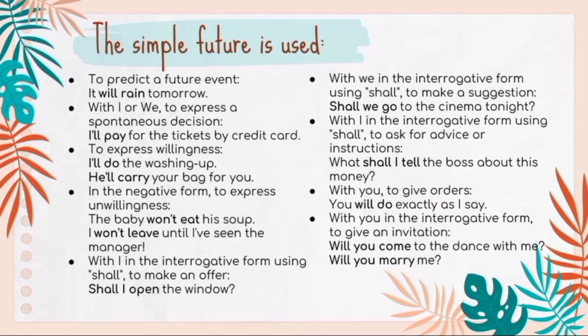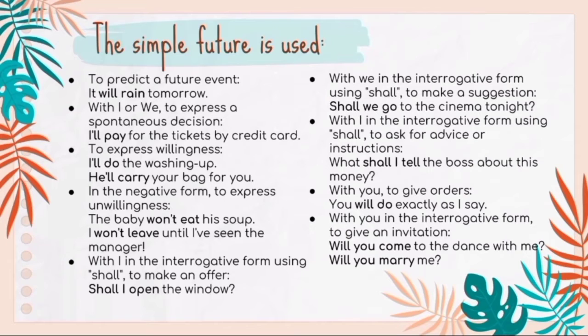Number 2. With I or we, to express spontaneous decisions. As an example, I'll pay for the tickets by credit card. Number 3. To express willingness. As an example, I'll do the washing up. He'll carry your bag for you.